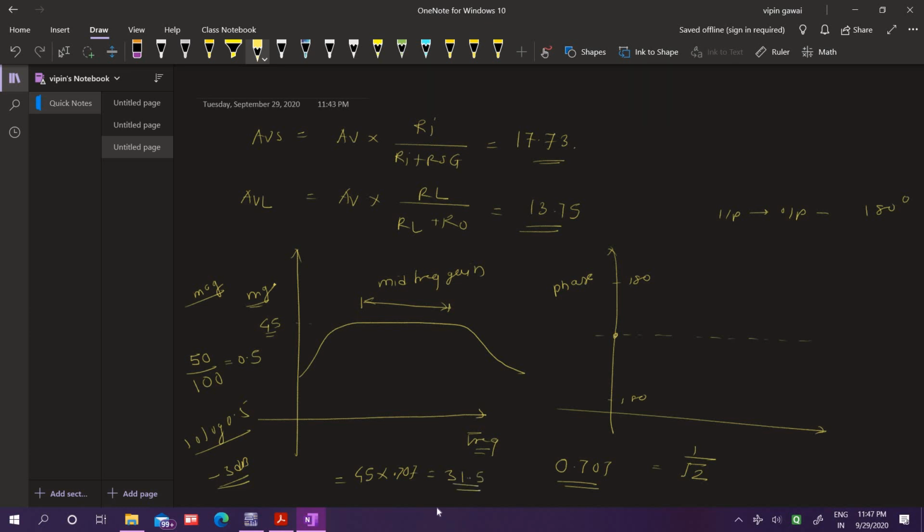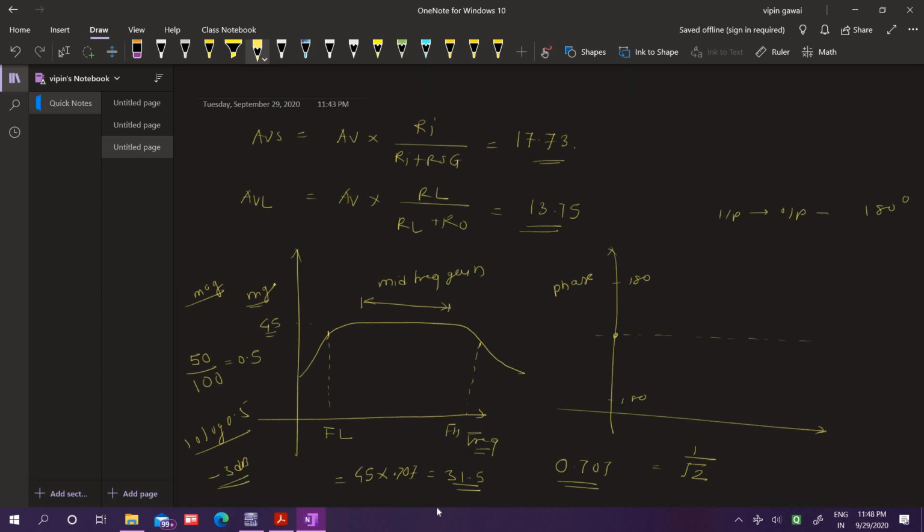So if we find out the gain 31.5 at the lower end and 31.5 at the higher end, we can obtain directly the higher cutoff frequency and the lower cutoff frequency. So this will be FL and this will be FH. So this is about finding out the higher cutoff frequency and lower cutoff frequency with consideration of power losses.